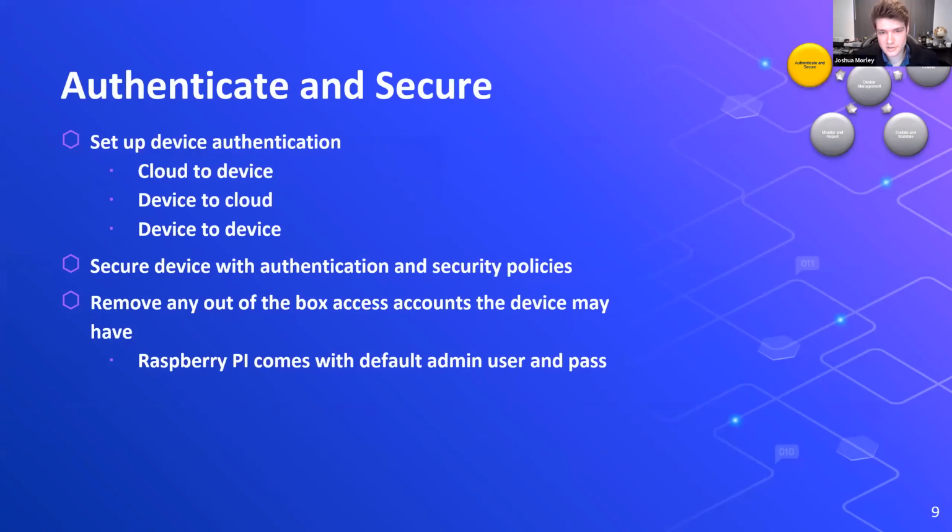Authenticate and secure is the next component. It's fairly self-explanatory, but most of these are. It includes setting up device authentication. So how will it communicate and authenticate when talking to the cloud or receiving from the cloud? And if required, how do you securely communicate with other devices? It also includes securing a device with security policies and removing any policies or authentication means that come with the device out of the box, such as default username and passwords for admin.